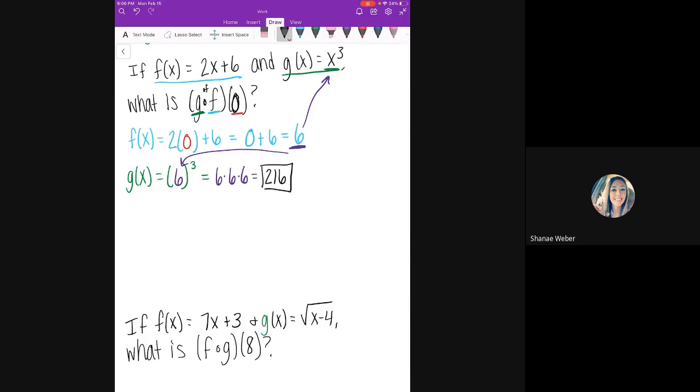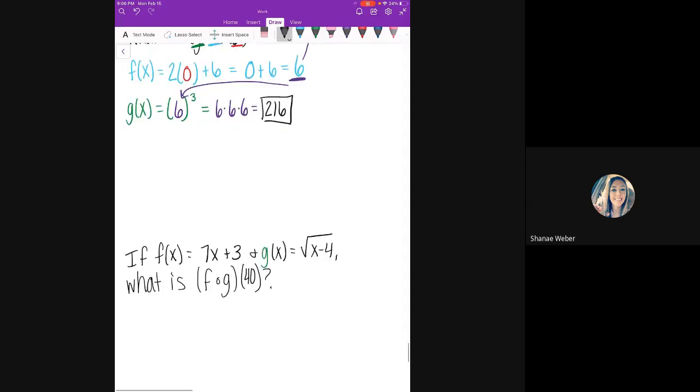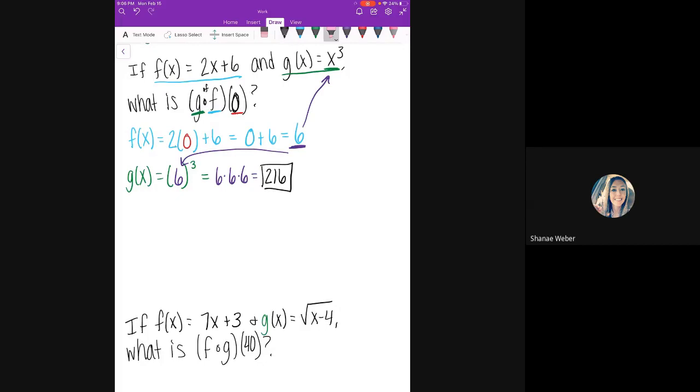Actually, it shouldn't be f of g of 8, it should be f of g of 40. I was doing the math in my head like, wait, something's not right. There we go. F of g of 40. So here, I'm just going to highlight it so you can see the difference. Up here we had g of f, but down here we have f of g.